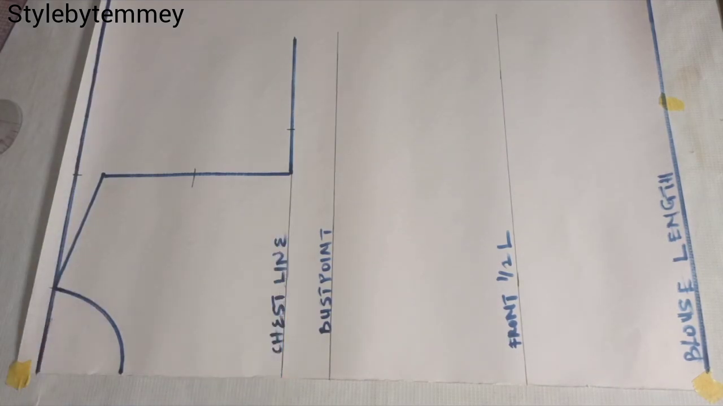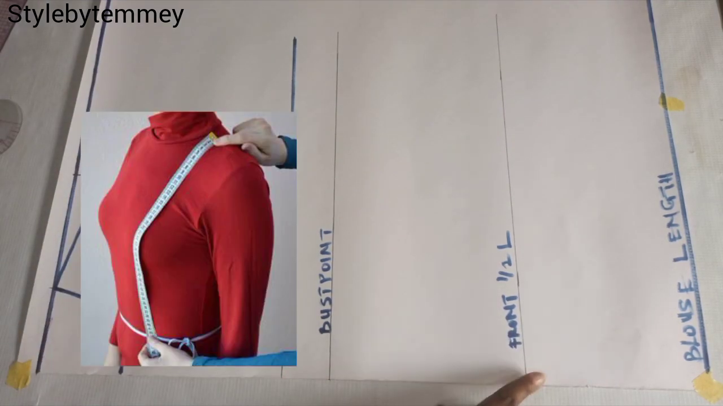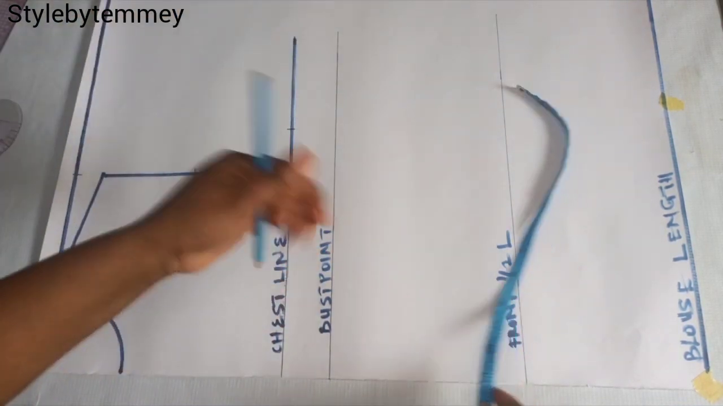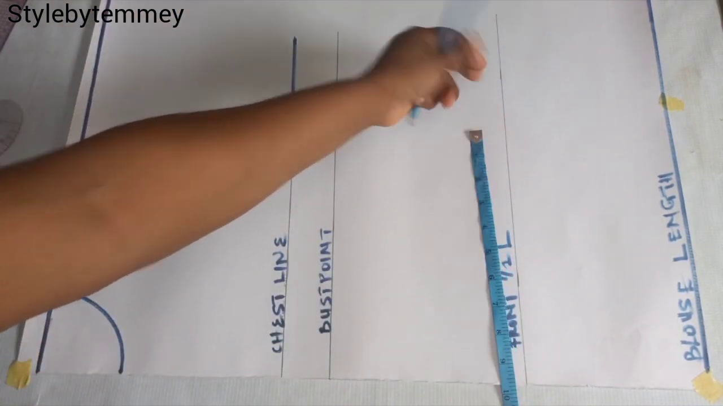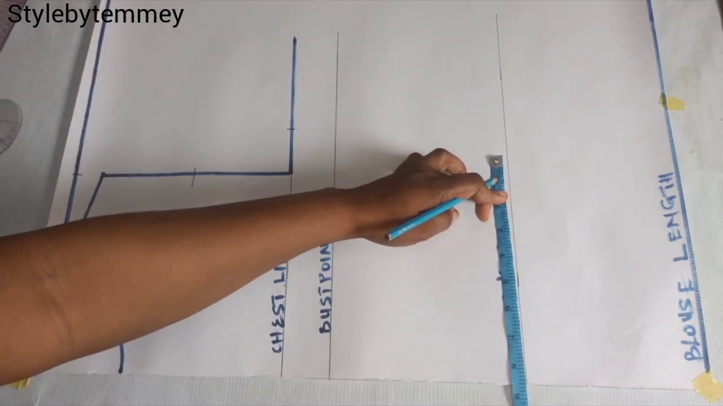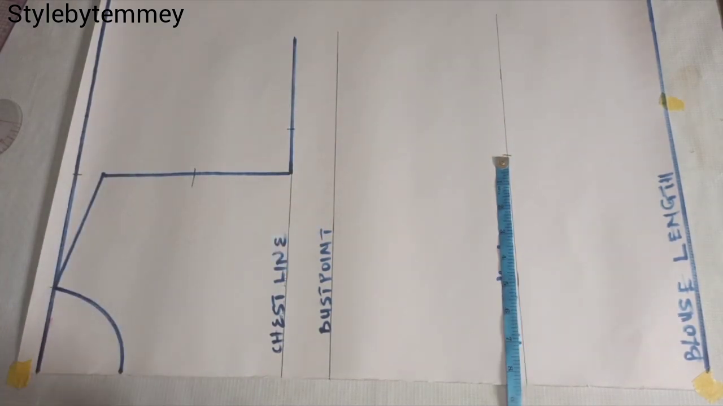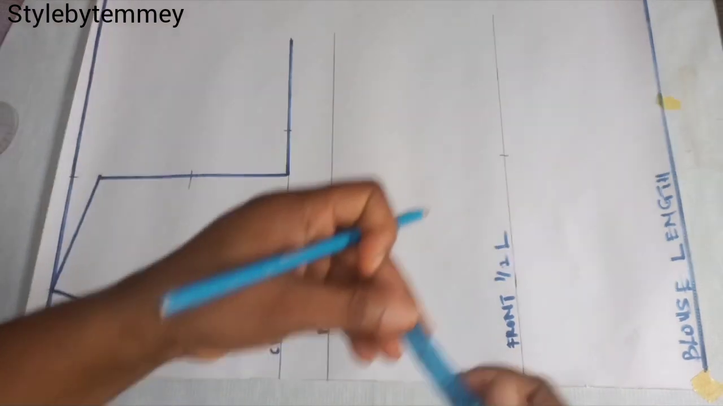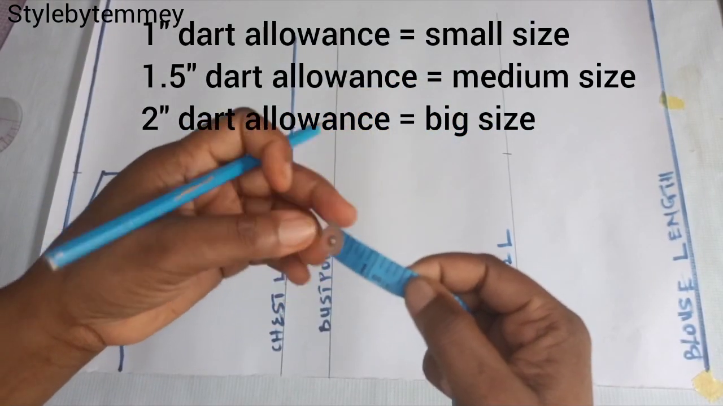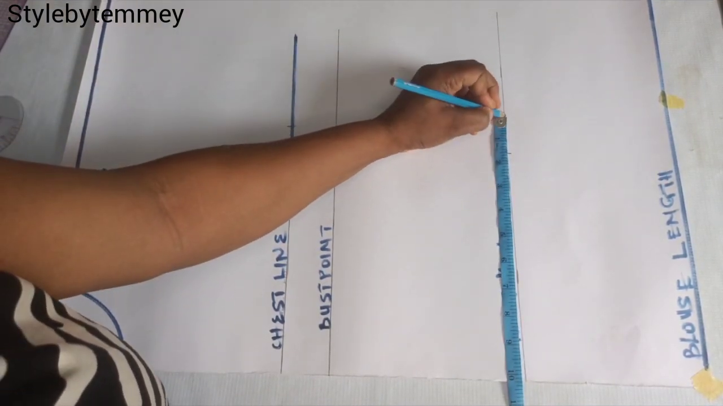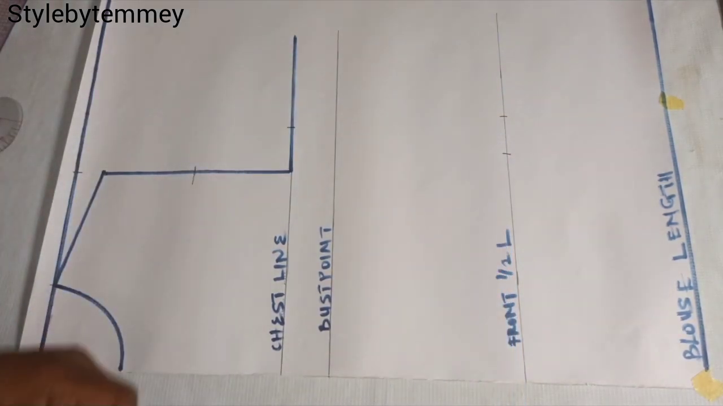So after doing that, I go to my front half length, and that is where I'm going to measure my waist. So the quarter of my waist is 8.5 inches. And I'm going to mark that on my front half length. Please note, the back half length measurement is different from the front half length measurement. So after getting my front half measurement, which is 8.5, I'll put my dart allowance, which is 1.5. I like putting 1.5 as my dart allowance. You can put 1, you can put 2, but 1.5 is just the best for me. That's what I use.